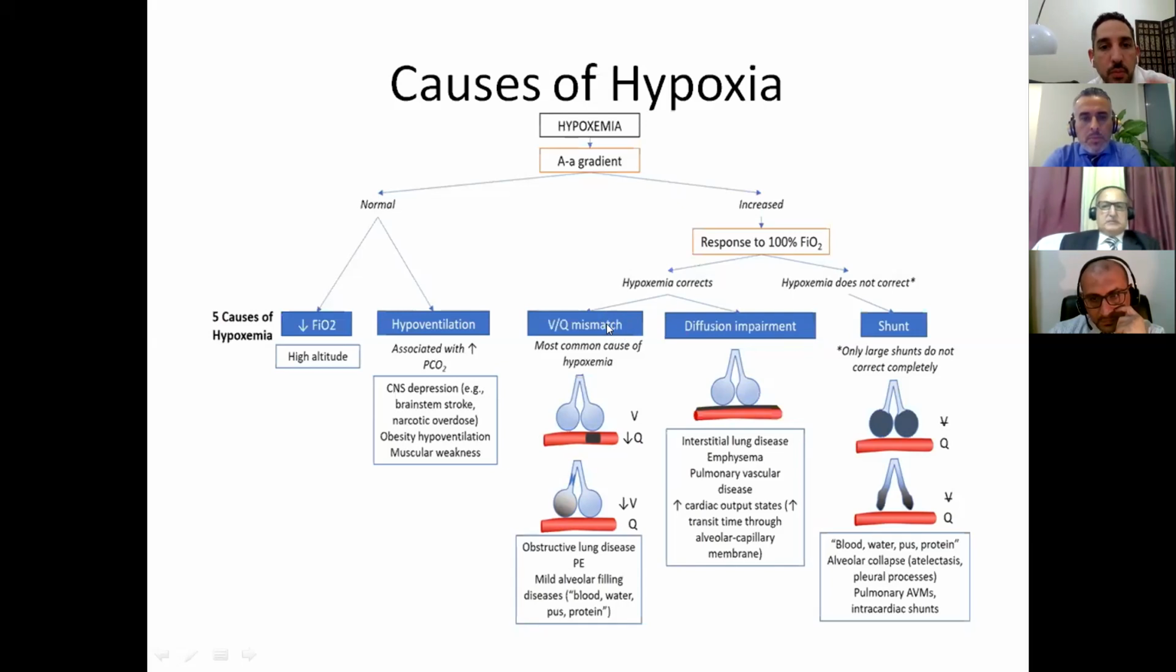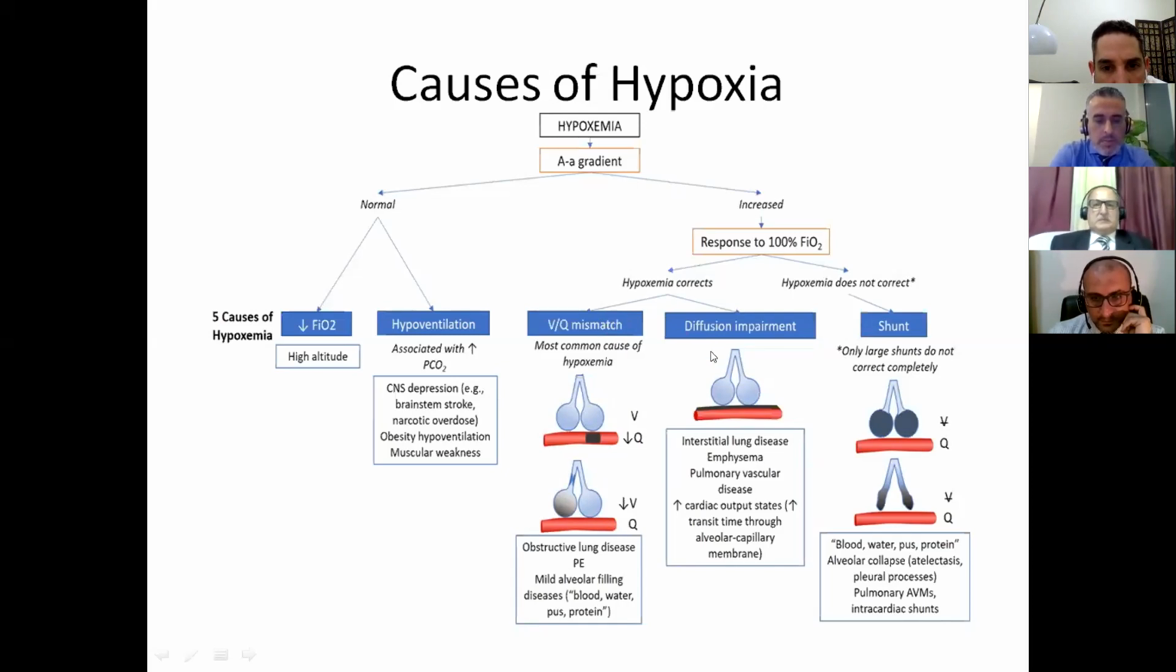The reason you have to find out if the patient is having a VQ mismatch or a shunt is because the prognosis of the patient who has just a VQ mismatch is good. You are able to correct their hypoxemia, and if they are lucky, they will just come out of it. But if a patient with VQ mismatch does not improve and goes into the shunt pathology, then his prognosis decreases drastically. It becomes very bad.